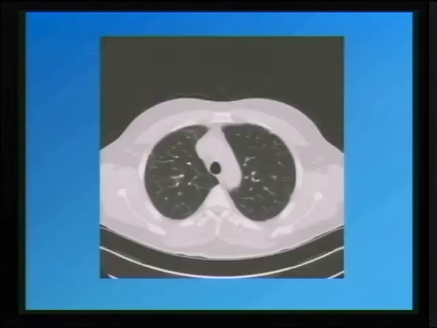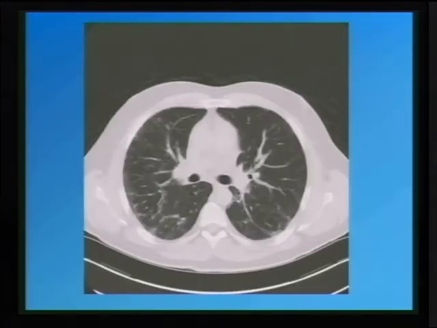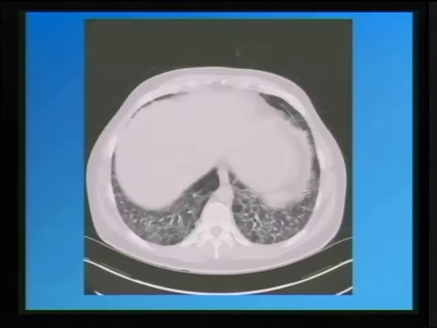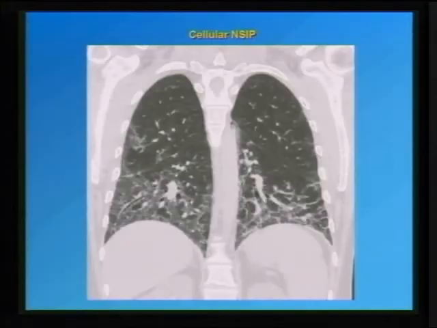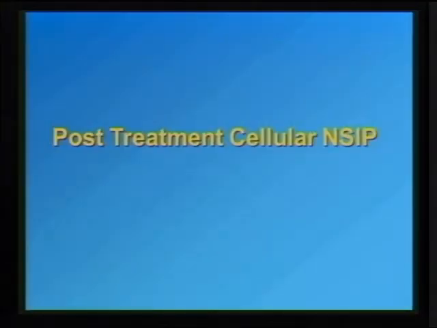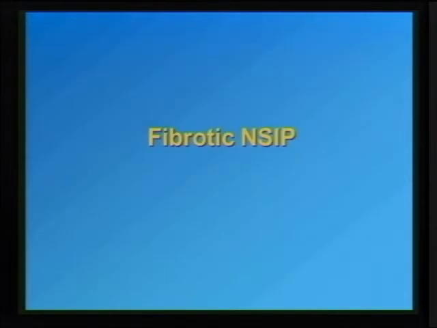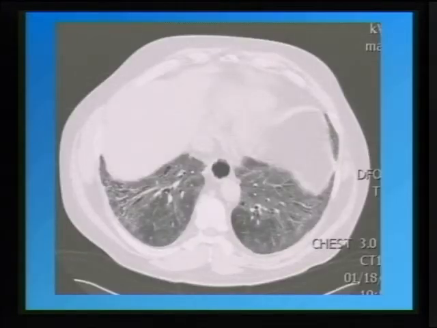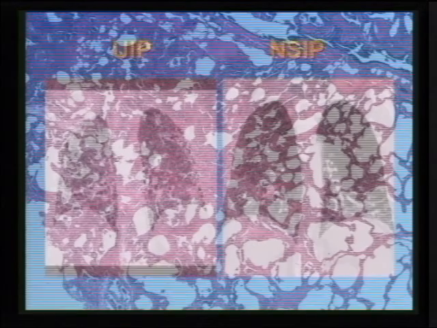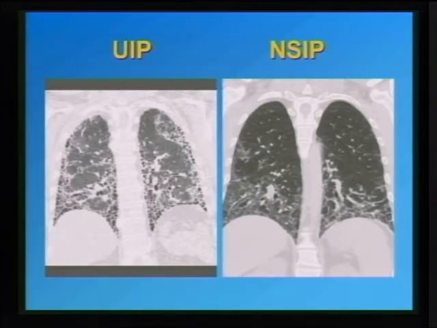But here's a cellular NSIP, you can see these ground glass changes, and you can see them in the periphery, especially in the dependent portion. But look at the lack of honeycombing, not much distortion of the lung parenchyma. And here's a cellular NSIP after treatment. You see the contrast and how it can respond to steroid treatment. And here's an example of fibrotic NSIP that can be somewhat difficult to separate from UIP.